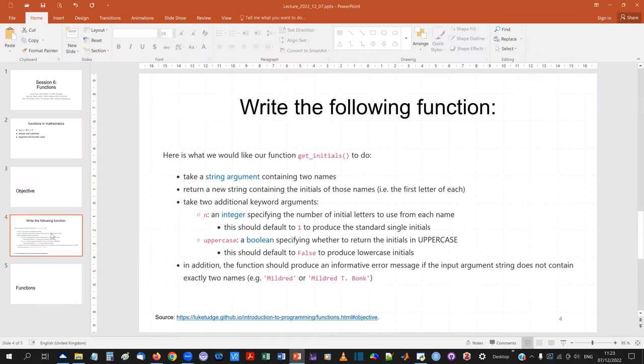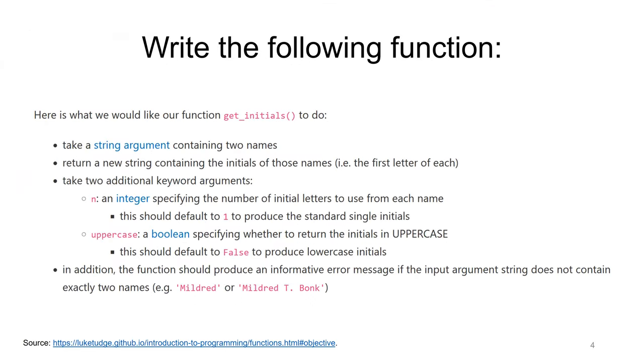I'm going back to my slides. So here's a summary of our objective for today. Our objective is to write a function. The function should be called getInitials, and it should take a string argument containing two names, such as the ones that we were just working with, and then return a new string containing the initials of those names. That is the first letter from the first name and last name.